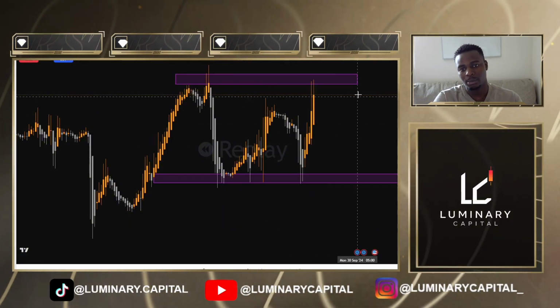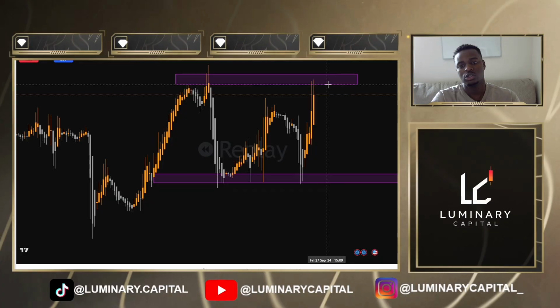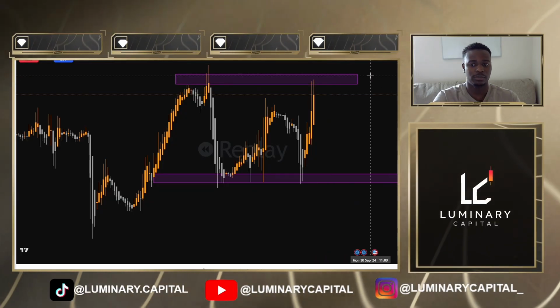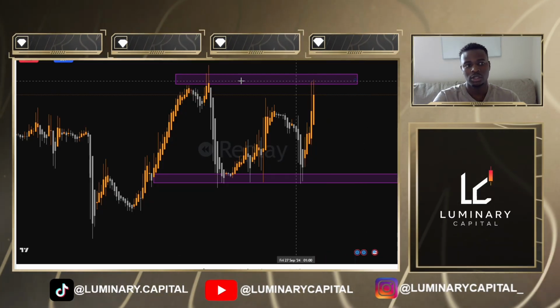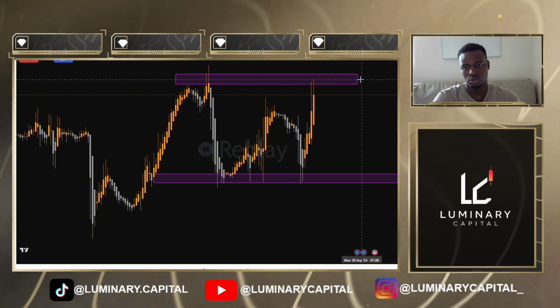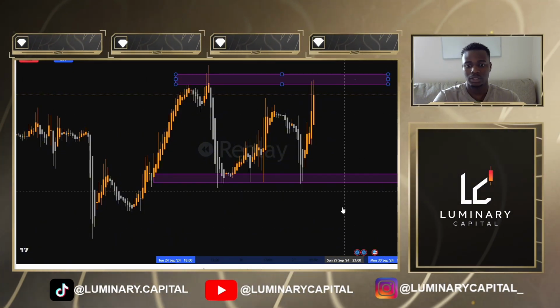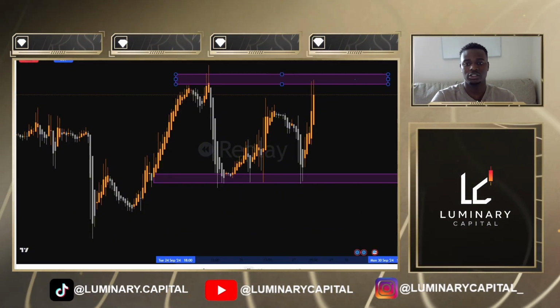So I'm going to play the market and we're going to see what happens to this price point, if this resistance zone is going to be strong enough to push it back down to the support zone. And I'm just going to play it a bit so you guys can get an understanding of what I'm saying.